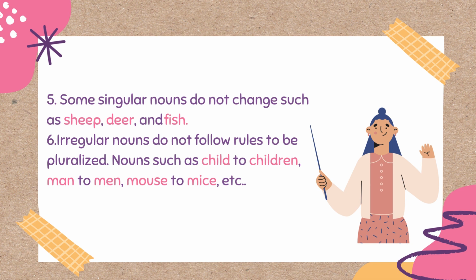Rule number 5. Some singular nouns do not change. There are exceptions, such as sheep, deer, and fish. And last but not least, irregular nouns do not follow rules to be pluralized. We change the whole form of the word. So nouns such as child, we change it to children, man to men, mouse to mice, and etc.